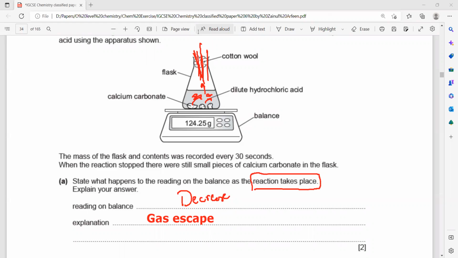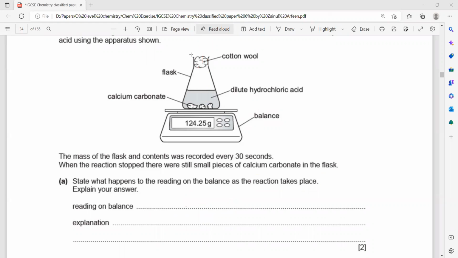If a stopper was placed here, then the gas won't escape. So if the gas cannot escape, the mass won't change, even though gas is given off. If the gas does not escape, the mass won't change if we place a stopper. That's what the cotton wool is doing: it prevents the contents of the mixture in the flask from escaping. Even without cotton wool, the gas will escape, but the cotton wool prevents the contents in the flask from escaping.